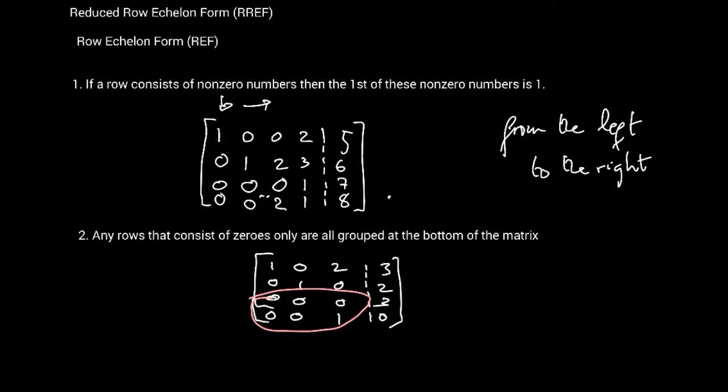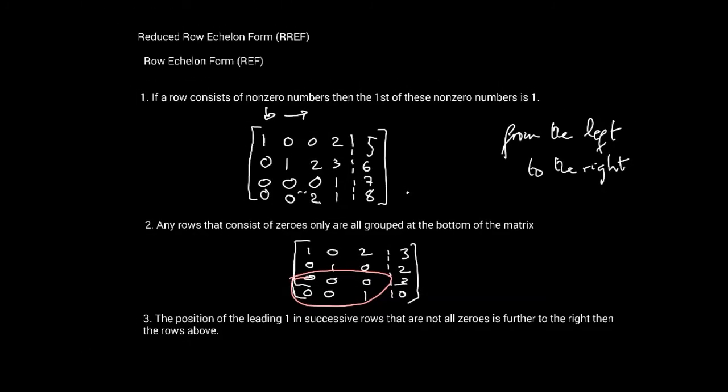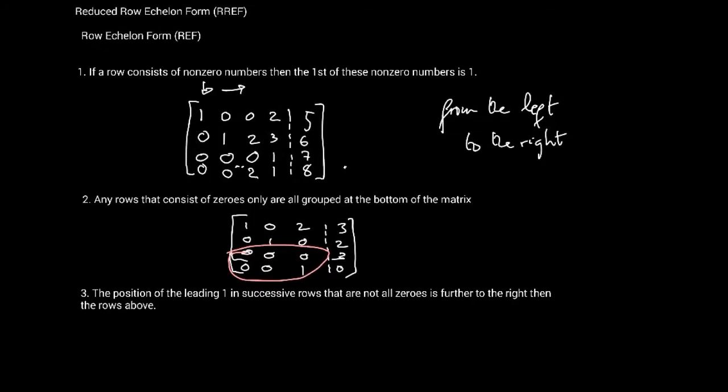So we have to group a row of zeros, and when we say rows of zeros, we're talking about the left-hand side. We're not talking about the right-hand side. These properties only apply to the left-hand side, not the right-hand side of the equations. So the next property we have is that the position of the leading one in successive rows that are not all zeros is further to the right than the rows above. What that means is, for instance, if you look, you see further right and then further right.